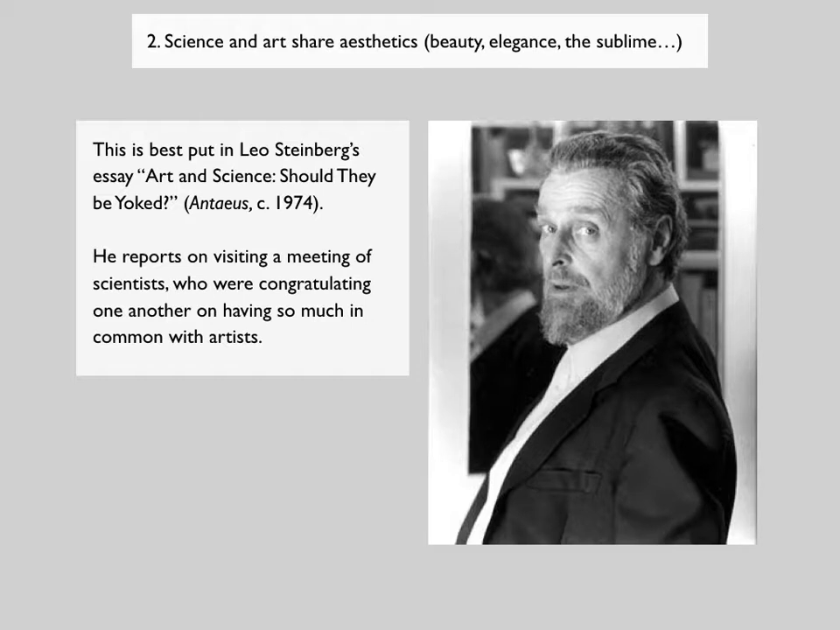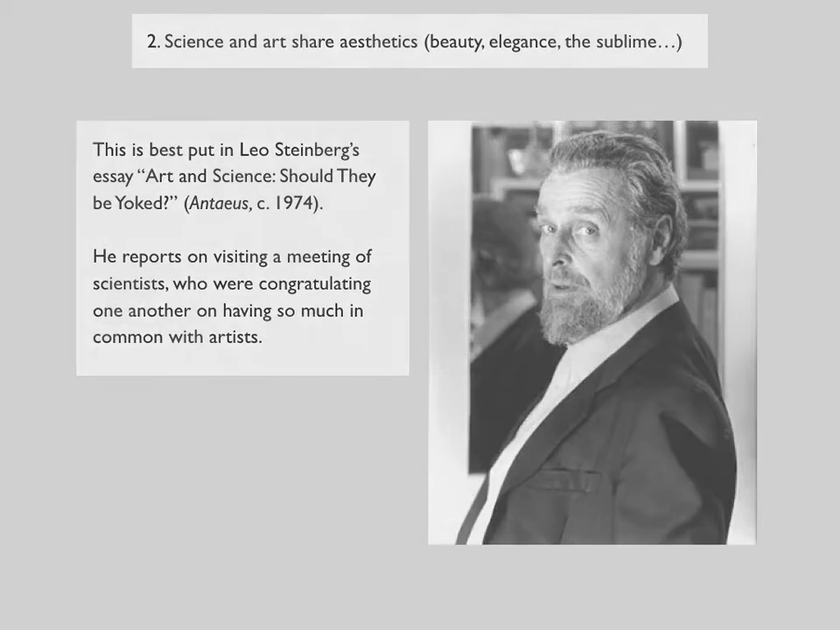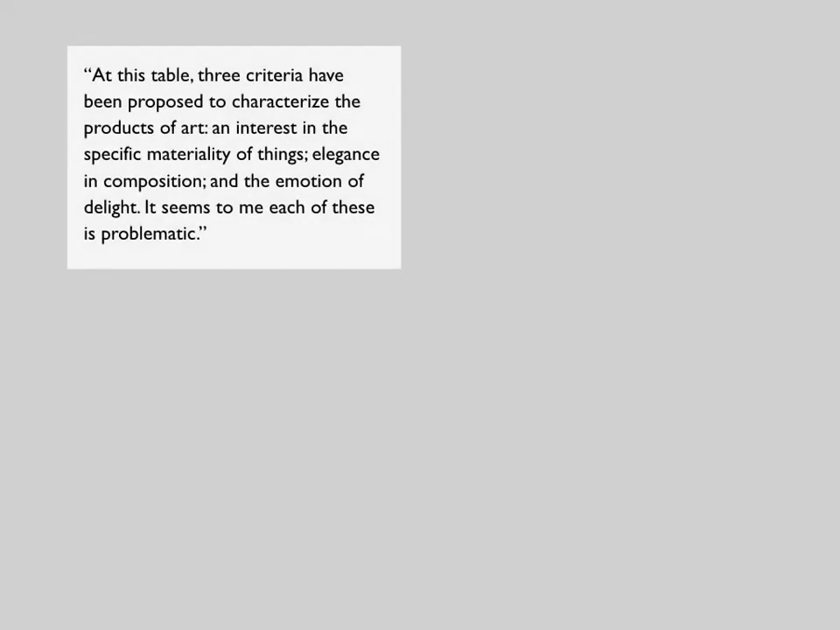It's a report about a visit that he made to a conference full of scientists who he says were congratulating each other on having so much in common with artists. They were using aesthetic terms to make those claims. Steinberg writes, "At this table, 3 criteria have been proposed to characterize the products of art: an interest in the specific materiality of things, elegance in composition, and the emotion of delight." It seems to me each of these is problematic.